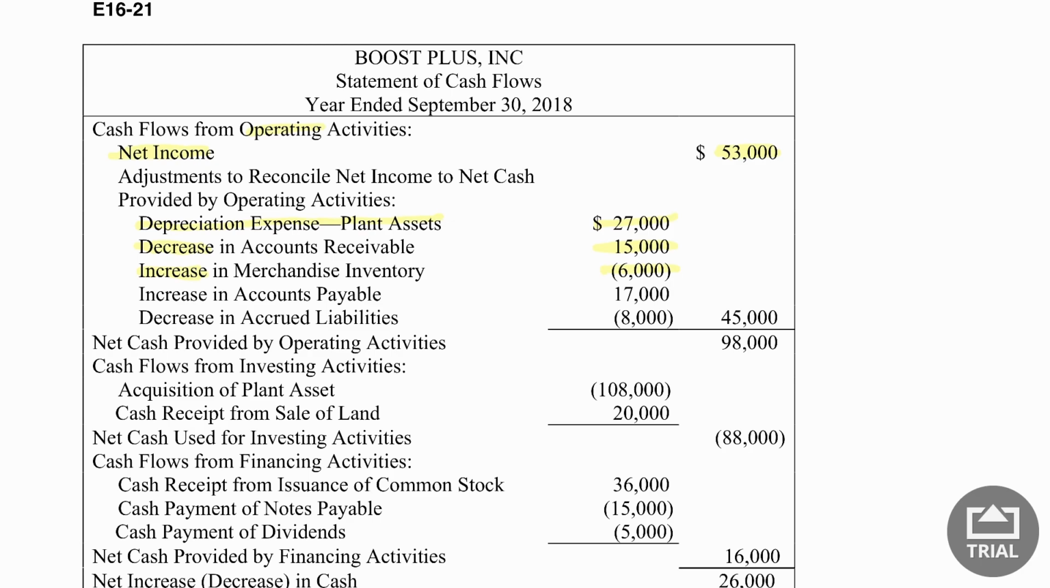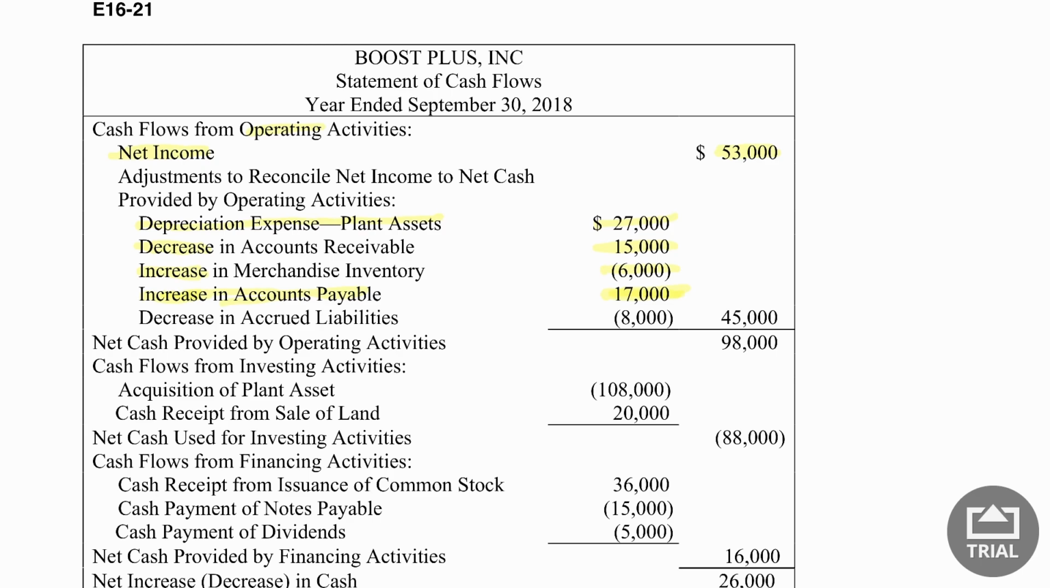Now I get to accounts payable. That would be a current liability. Accounts payable had a 2017 balance of $15,000, a 2018 balance of $32,000. So it went up. The difference between 15 and 32, it went up by $17,000. And we know for liabilities, we do the same. So an increase in accounts payable will be a positive number.